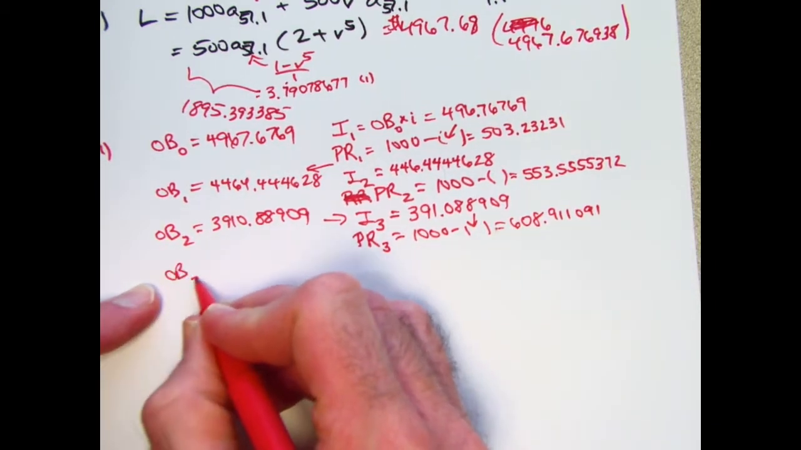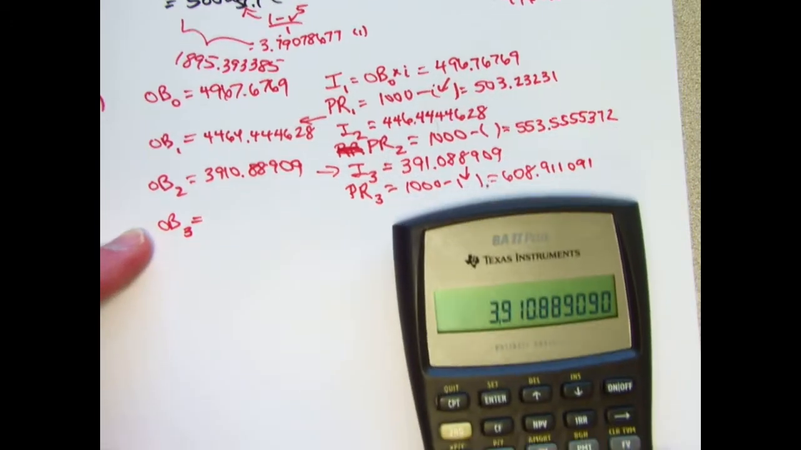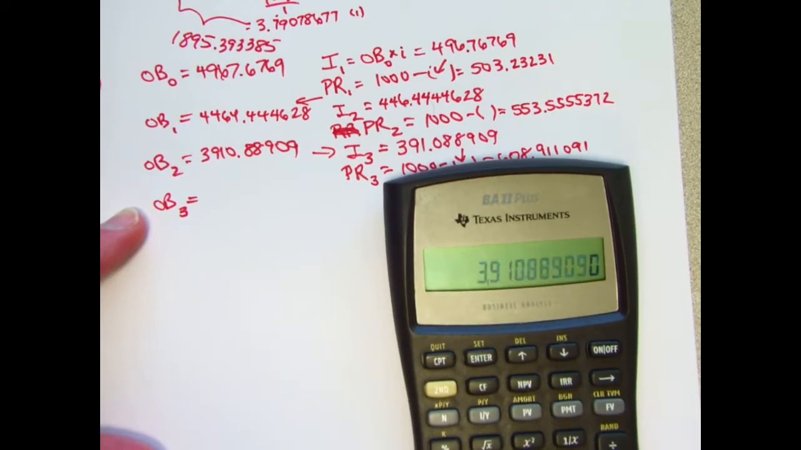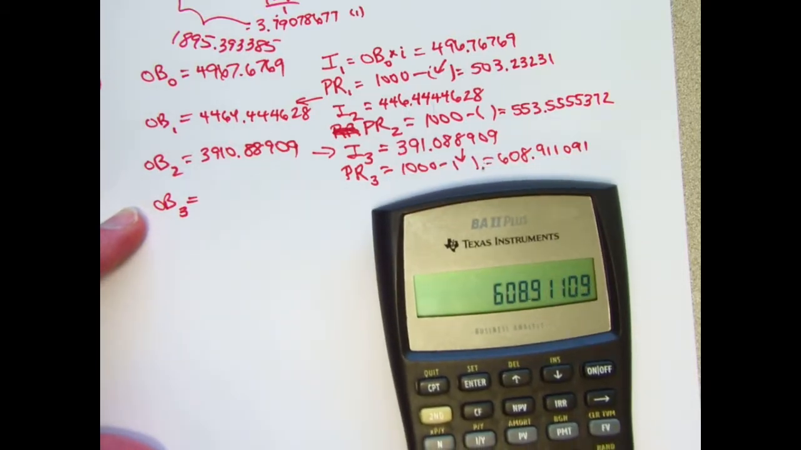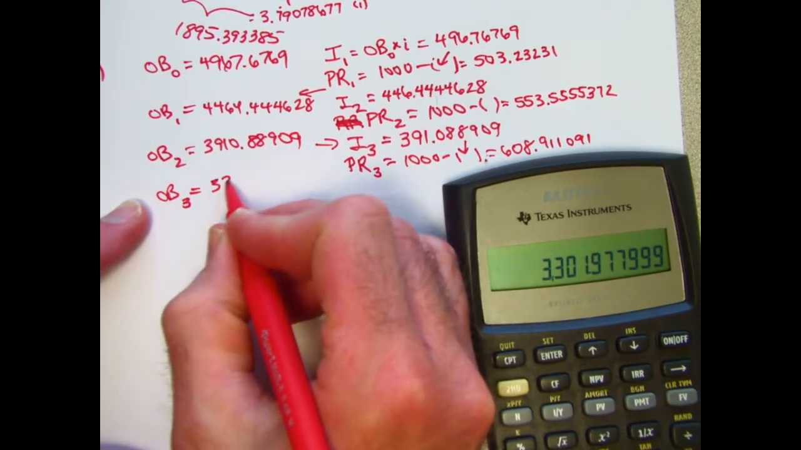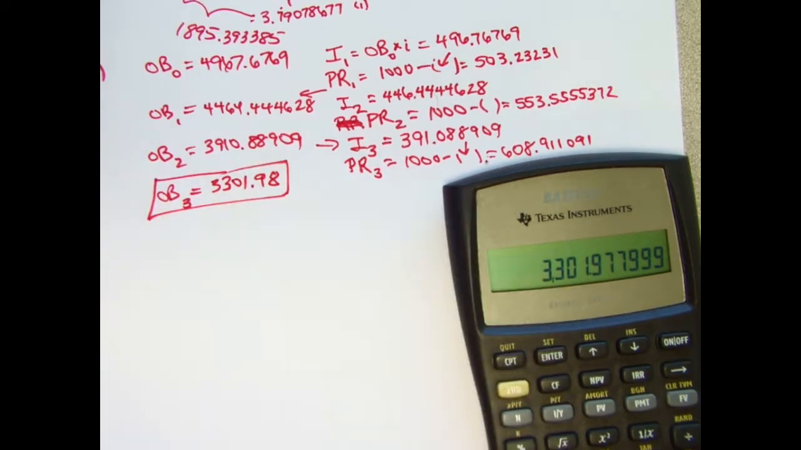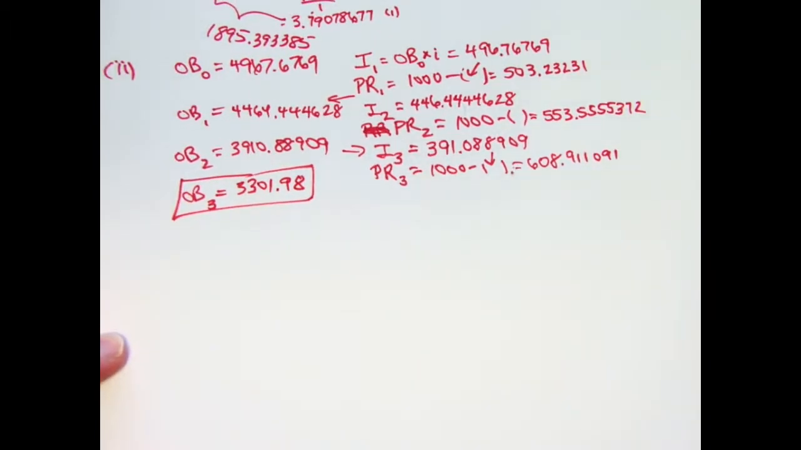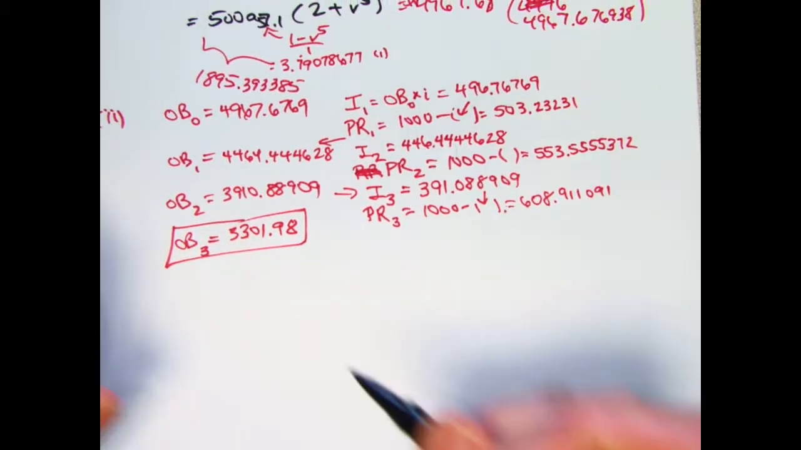So the answer for the outstanding balance at time 3 should now be this 3910 minus the 608.911091. Let's go ahead and round this to the nearest cent now. 3301.98. That is the answer to part 2 here. But that was kind of a pain to have to go through that. Is there a better method? Yeah, there is a better method. There's a couple methods that you could consider to be better.